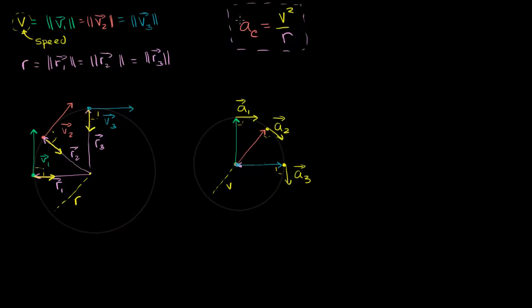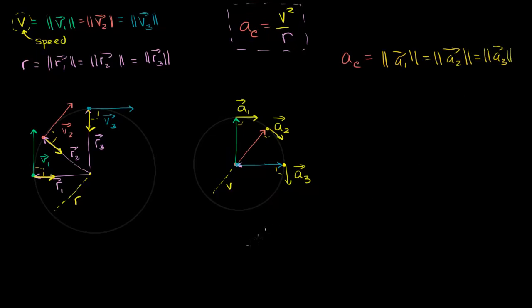Here we're talking about just the magnitude of it. And we're going to assume that all of these have the same magnitude, which we'll call A sub c. So that's the magnitude. It's equal to the magnitude of A1, equal to the magnitude of A2, and equal to the magnitude of A3.